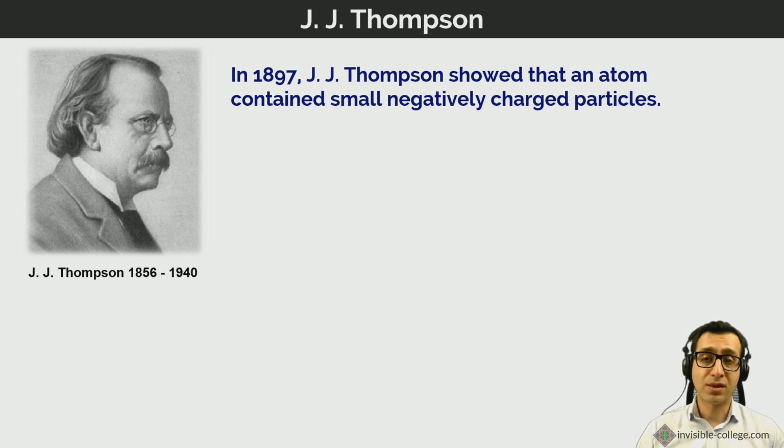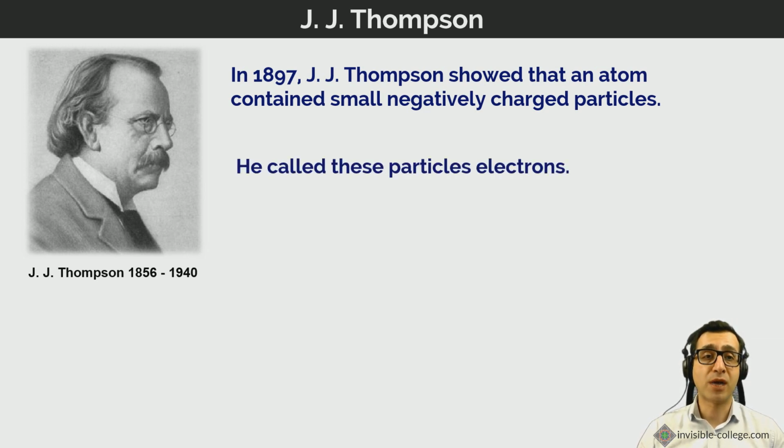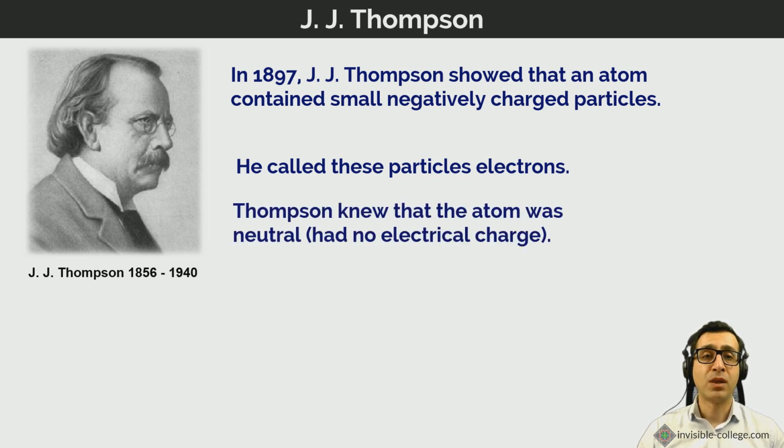So he coined the term electron to describe these particles, but he also knew that atoms were electrically neutral overall, and so if they had these small negatively charged particles within them, it followed that the remainder of the matter that made up the atom, within which these small negatively charged electrons were embedded, must have been positively charged, so that the positive charge exactly balanced the negative charges of the electrons to give an electrically neutral atom.